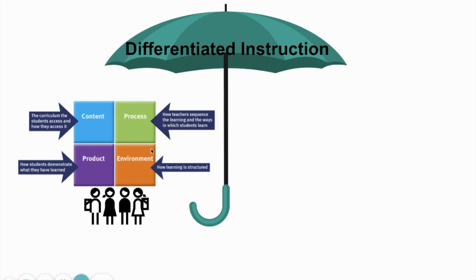Or we might even change the learning environment just a little bit, or give them an opportunity to demonstrate their understanding in a way that's slightly different from the rest of the class. When we make these small adjustments for our students, we call this differentiated instruction.